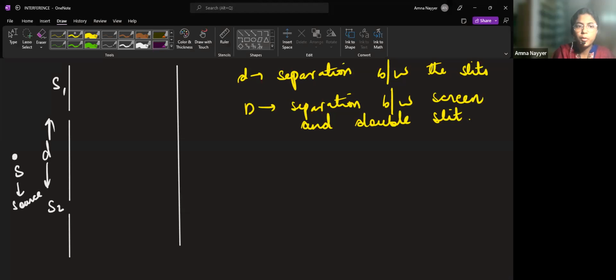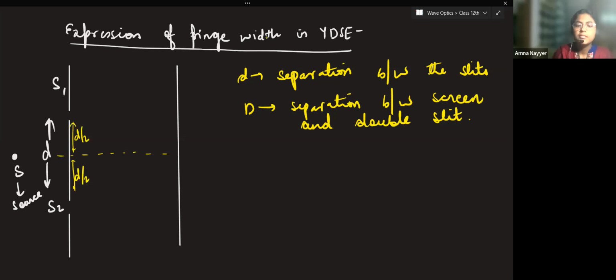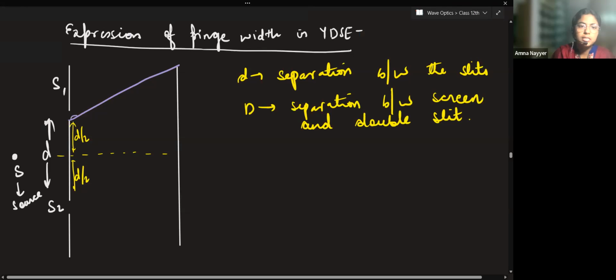So from the midpoint of this, if I take the middle point, this half part will become D by 2, and this half part will become D by 2. Fine. Now from slit 1, one wave is incident. Now from slit 2 also, one wave will be incident, and they'll superimpose each other at a certain point. This is, let's say, some point P.